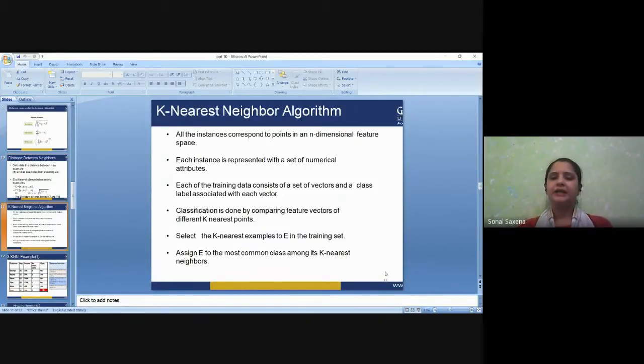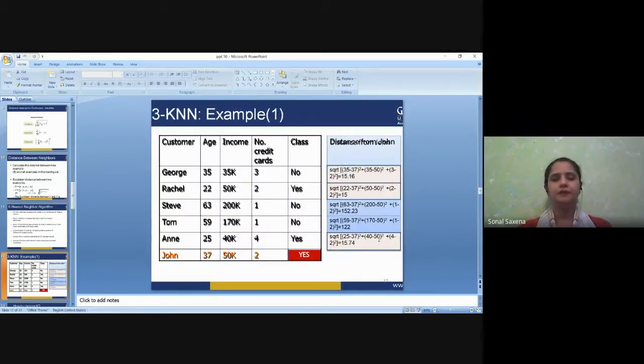Now when we talk about the k nearest neighbor algorithm, all the instances correspond to points in an n-dimensional feature space. Each instance is represented with a set of numerical attributes. Each of the training data consists of a set of vectors and a class label associated with each vector. The classification is done by comparing feature vectors of the k nearest points. You have to select the k nearest examples to E in the training set, and then assign E to the most common class among its k nearest neighbors. Here is an example.